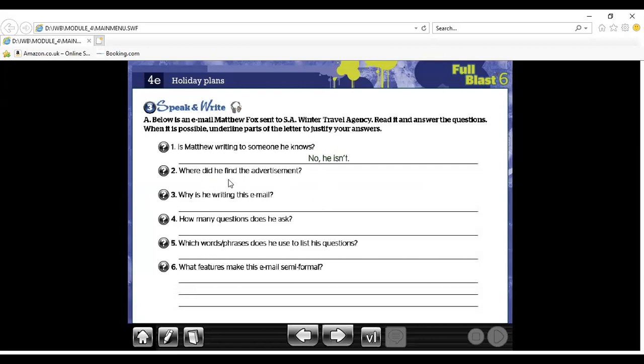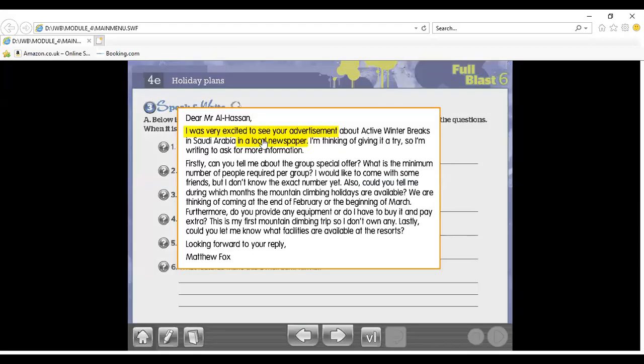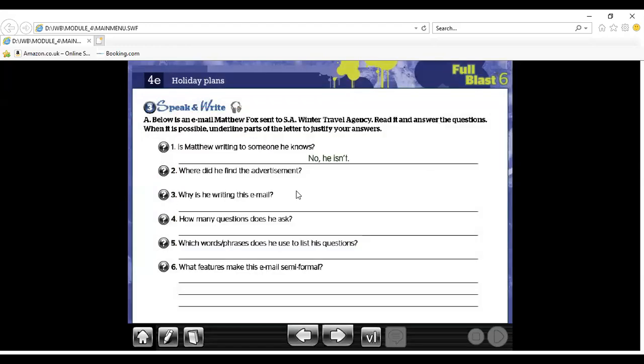Where did he find the advertisement, or the advert? Where did he find it? He found it in a local newspaper. Exactly correct. Why is he writing this email? Does he want to go there to make a holiday? Yeah, to ask for some information or more information.